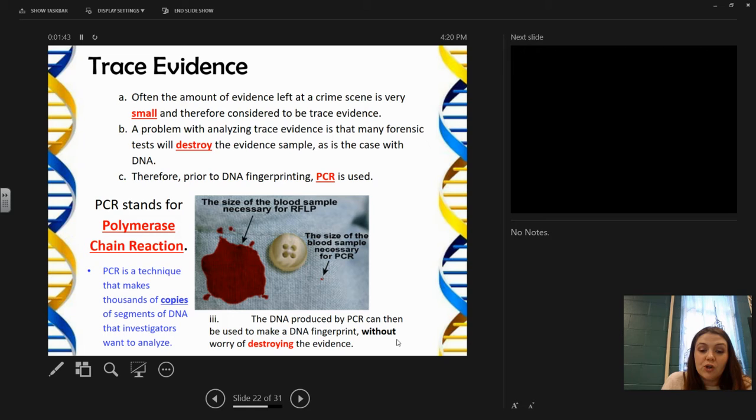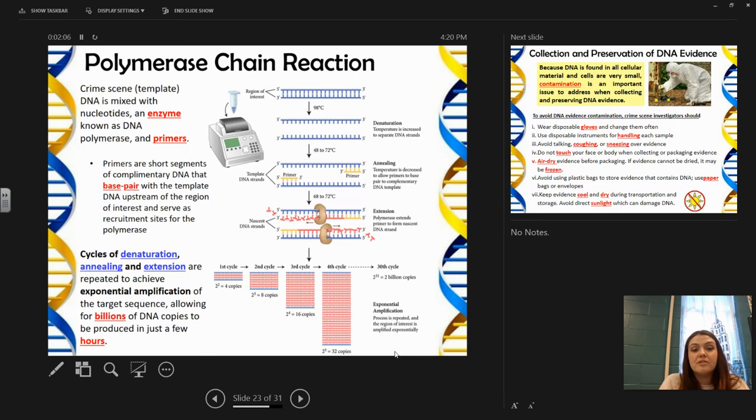The DNA produced by PCR can then be used to make a DNA fingerprint without worrying about it being destroyed, because I have backups now, because I made lots and lots of copies. So most of the time, they're going to do this step first. We probably won't make it to actually talking about how that DNA fingerprint is made until we are done with the 6 weeks, because CBAs are next week. They kind of interrupt everything. But the first test is usually PCR, which just copies the DNA.